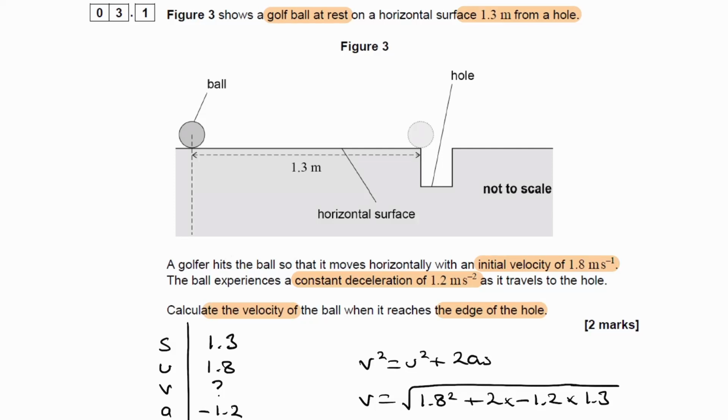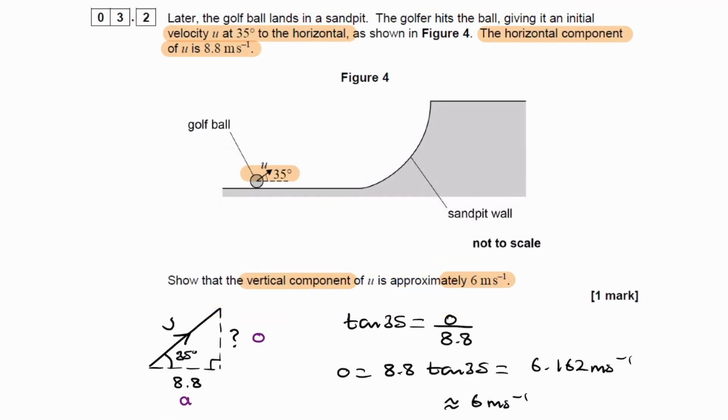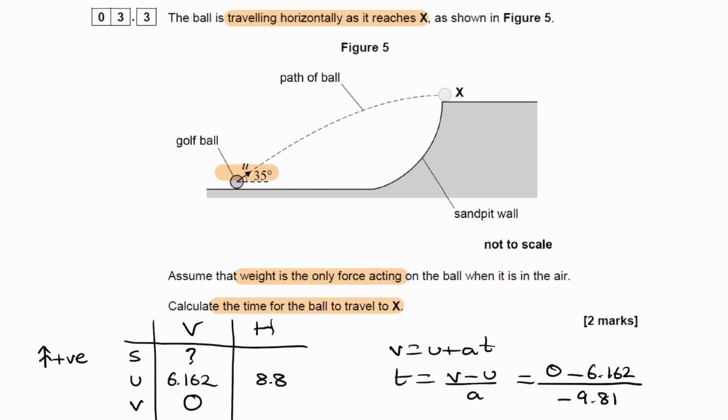This is a projectiles or SUVAT question. Part 1 is a simple one-dimensional SUVAT problem. Part 2, we're resolving to work out different components of velocity as our golf ball is launched at an angle. For parts 3 and 4, we're calculating time of flight and vertical distance travelled.